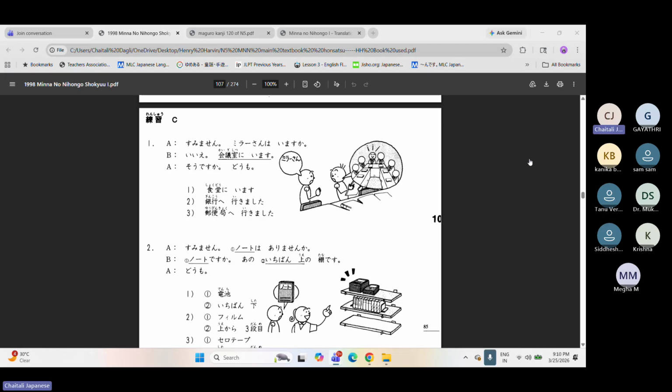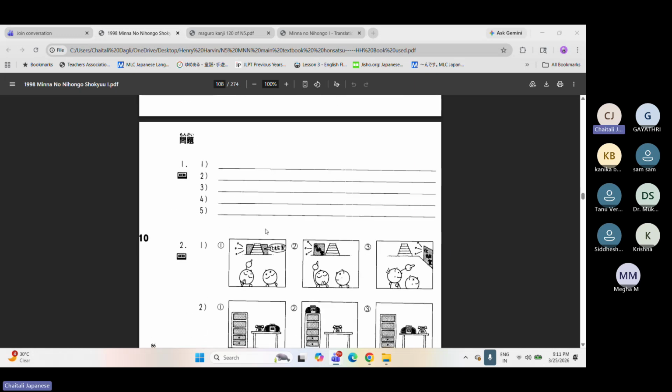Okay, let's continue. Page number 85, Renshu C, we know what we are supposed to do. Replace the underlined words with the given ones, but make sure you look at the tenses and everything. Solve this. If you have any doubts, let me know in the next class. Let us start with the listening part.